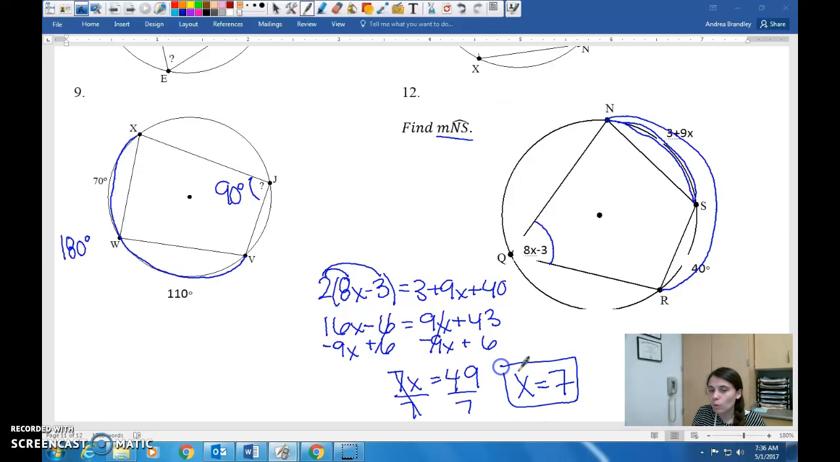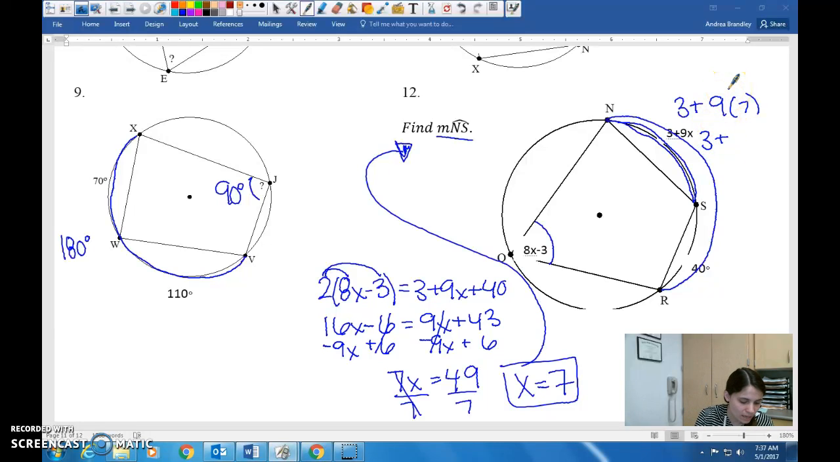So I'm not quite done with my problem because I've found x, but this wants me to find the measure of arc NS, which is 3 plus 9x. So I can go ahead and plug 7 in for x, and then I have 3 plus 9 times 7. Well, 9 times 7 is 63, so I have 3 plus 63, which is 66 degrees. So the measure of that arc is 66 degrees.